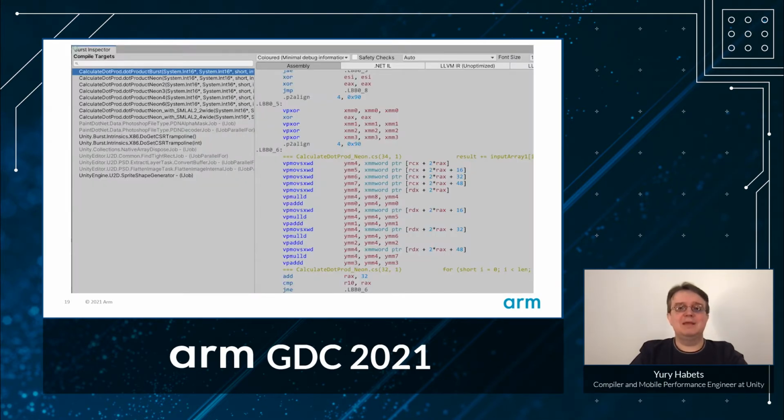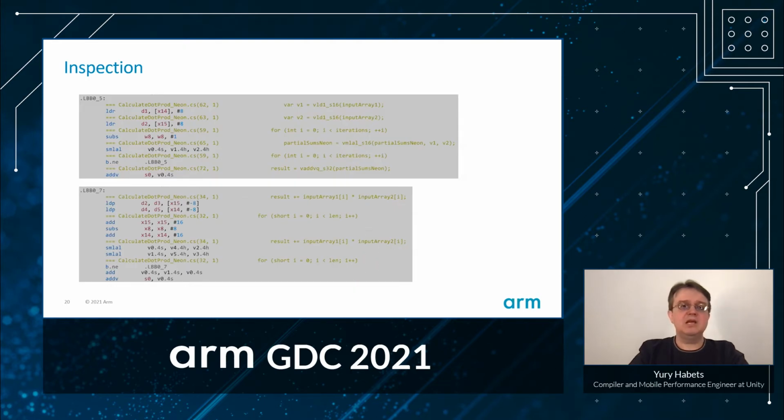Let's check the assembly in the Burst inspector. If you are not familiar with the Burst inspector, I highly recommend it to you as an ultimate diagnostics tool, which helps you check the assembly output for each of your bursted functions without having to build anything. Another cool feature is matching of C# source lines to assembly. Here you can see the assembly for the Neon code on the top and the assembly for the managed version of the code that went through the Burst compiler on the bottom.